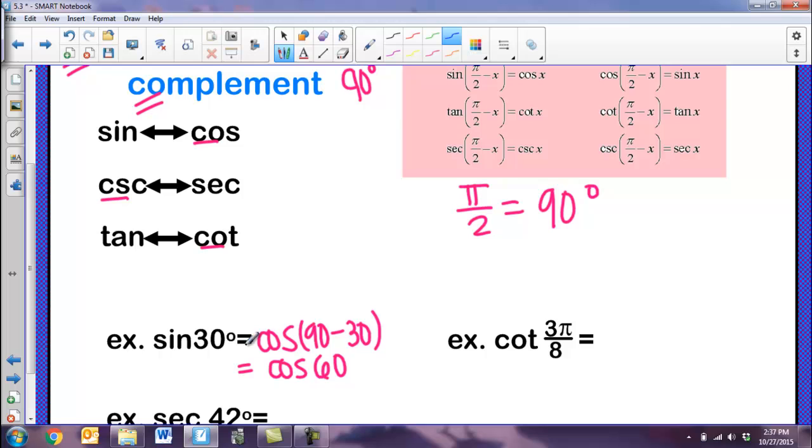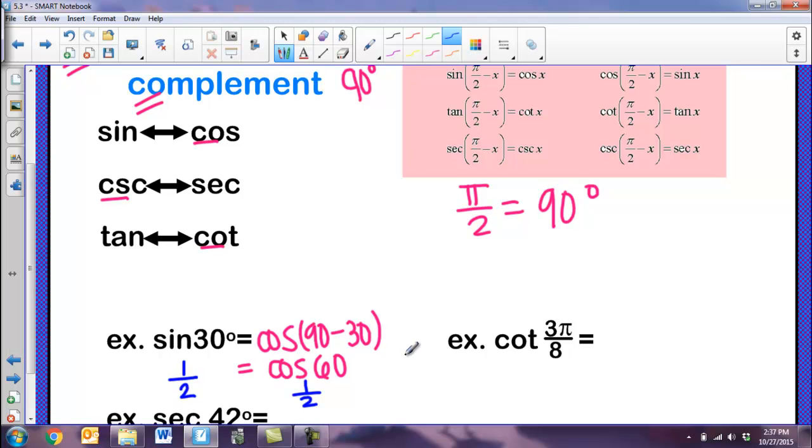And you can prove this to yourself. If you found that sine of 30 degrees on your unit circle, you would know that opposite of 30 degrees is 1 over 2. And then cosine of 60 degrees, the adjacent side of that 60 degree angle is 1, and the hypotenuse is 2. So they are equal to each other.